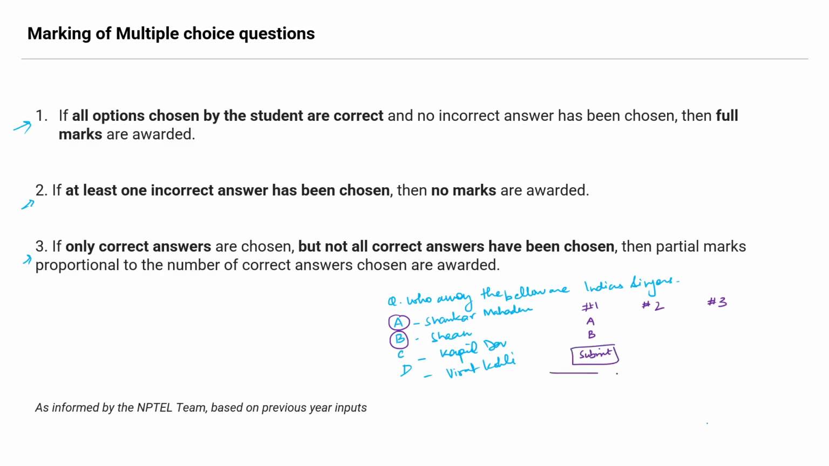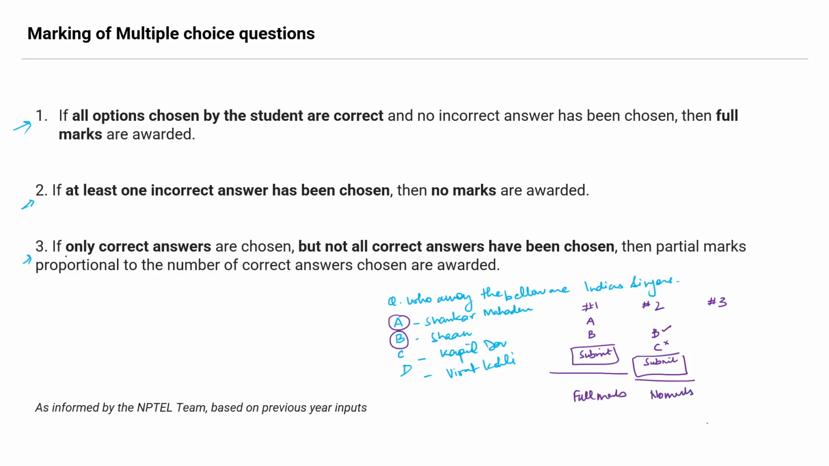All right. So you get full marks. I think that's very clear and straightforward. Let's take B. If at least one incorrect answer has been chosen, then no marks. So in that case, say for example, if you choose B, but you also choose C, then you did submit. So what you have done is one answer is correct, but the second answer is wrong. In that scenario, no marks will be given.